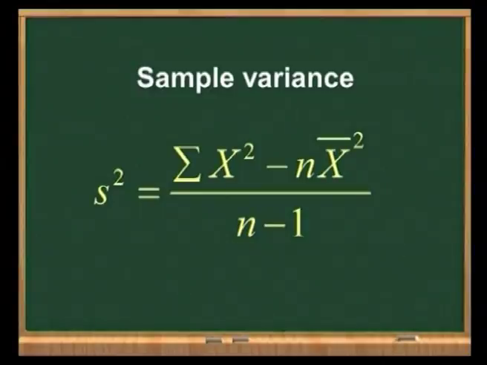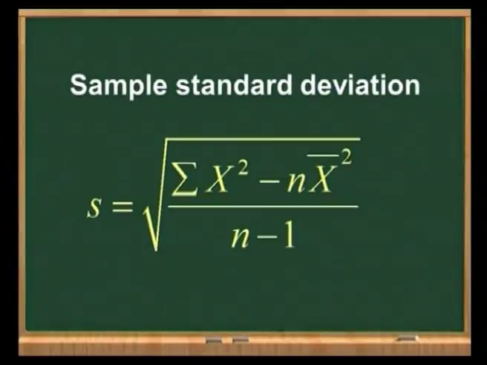Sample variance S squared is equal to sigma uppercase X squared minus lowercase n times x bar squared, divided by lowercase n minus 1. Sample standard deviation is calculated by S is equal to the square root of sigma x squared minus lowercase n x bar squared, divided by n minus 1.